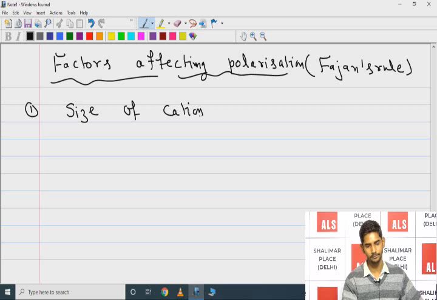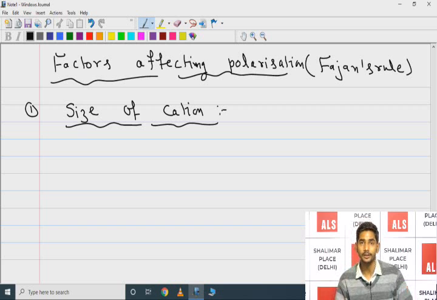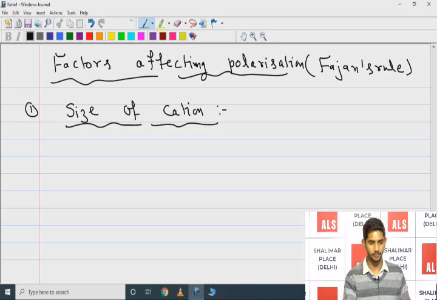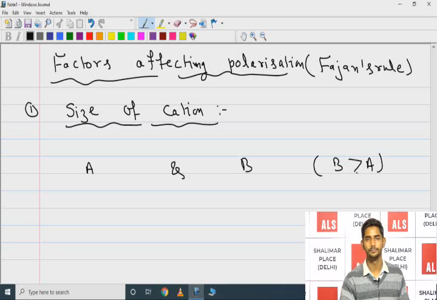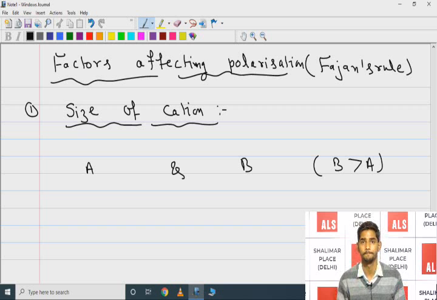Now you tell me, if I compare two cases, let's suppose A and B, and I am saying the size of B is greater than A, where will the nuclear force be high, in case of B or A? Size of B is high. Now my question is, where would the higher nuclear force be present, in A or B?